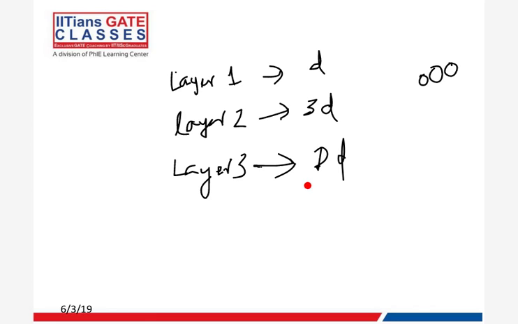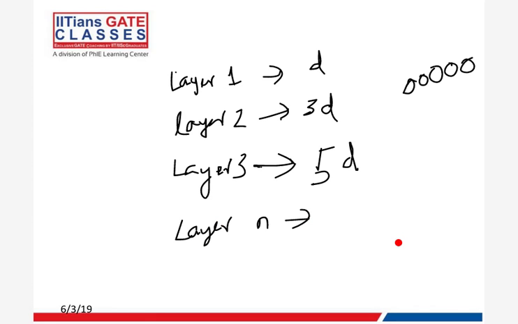Yeah, layer 3, if we add one more layer, it would be 5D. So it will just come one more, right? And following the pattern, layer n would have 2n minus 1, right? Layer n will have (2n minus 1)D. So just going by that, let's look at this one.